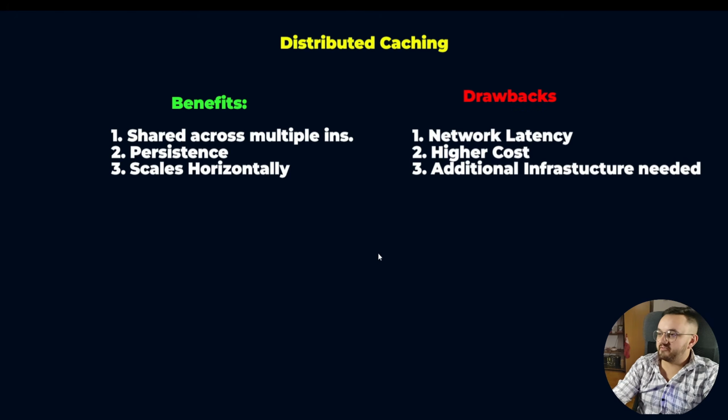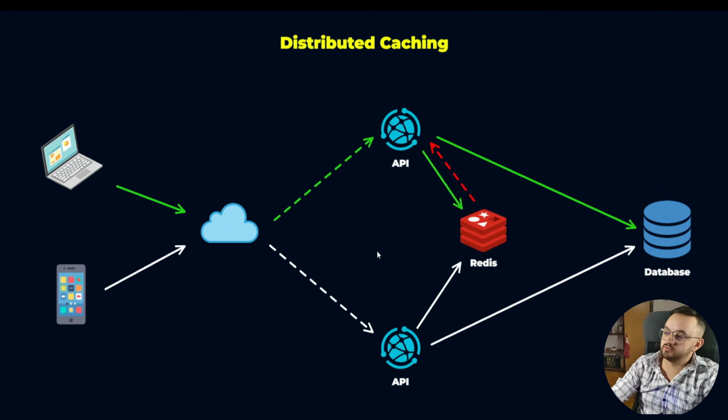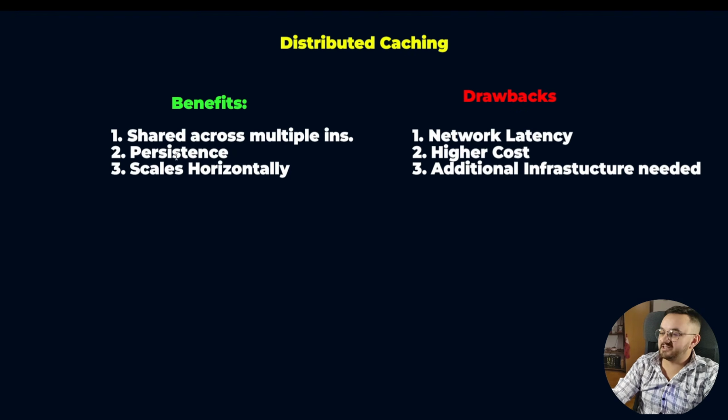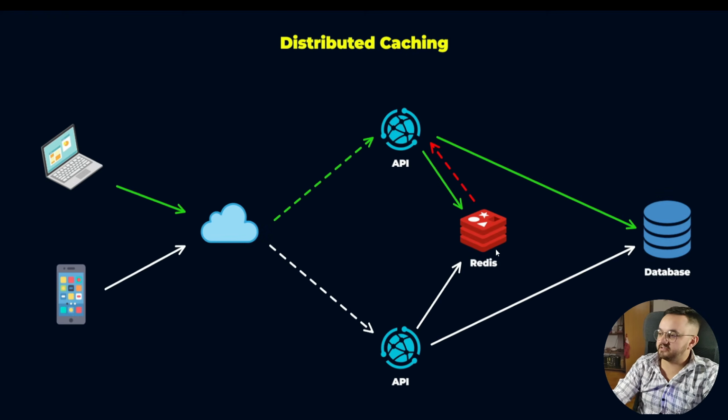What are the benefits of distributed caching and what are the drawbacks? The first benefit is really obvious: the cache is shared across multiple instances. Another one is persistence. In memory cache we don't have that persistence, but since Redis is a completely separate infrastructure part of the application, this database is persisted like any other database. So even if you shut down the application, the data will still be in the Redis cache.